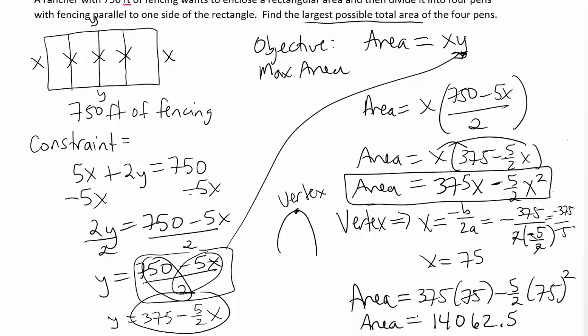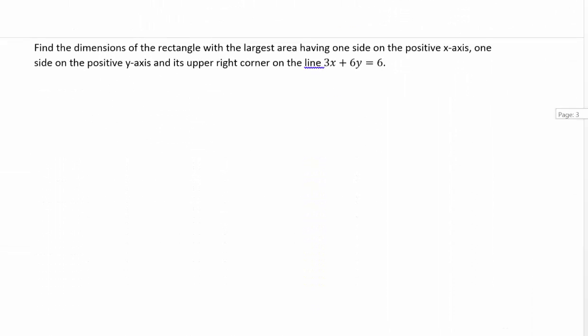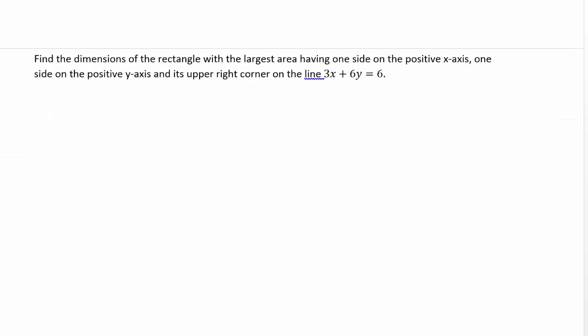Now what kind of units should this have? Well, it's an area, and our units earlier in the problem were feet, so units for area would be feet squared. So there is our final solution. That is the largest possible area that we could have for all 4 pens. And that's called the farmer problem, and you're probably going to see something like that on a test for sure.